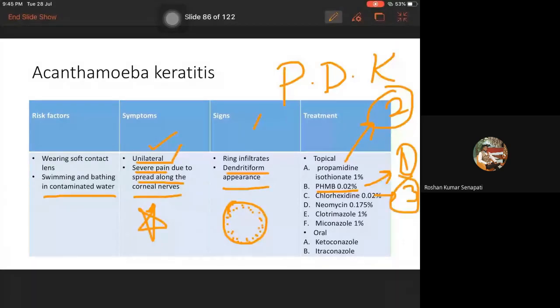Along with this, because the patient will have very severe pain, to minimize further damage to the eyeball, you need to start the patient on oral medication, which includes ketoconazole and itraconazole. These are the only two tablets given in a case of acanthamoeba keratitis. Topically, the first line is PHMB, polyhexamethylene biguanide, followed by propamidine isethionate, then chlorhexidine.